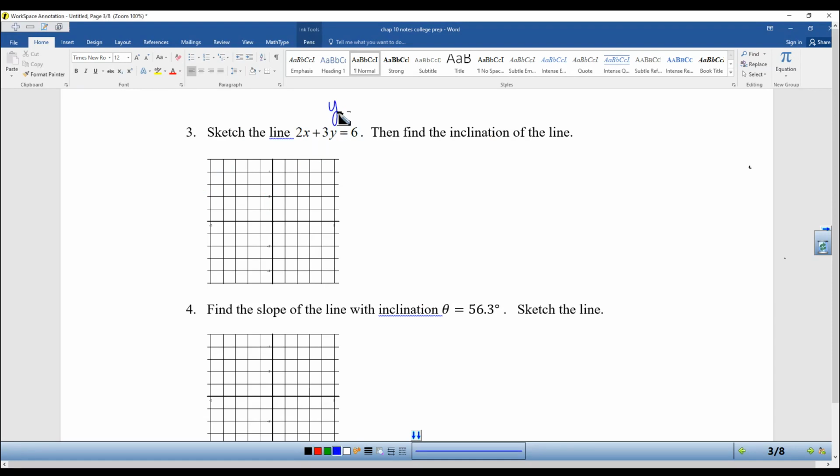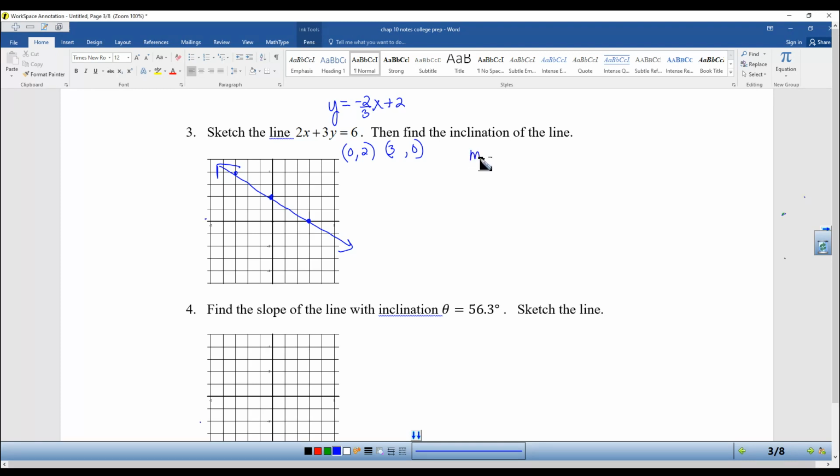You can either solve for y, which is going to give you negative 2/3 x plus 2, or you can use the intercept method. When x is 0, y is 2, and when y is 0, x is 3. So then you don't have to rearrange it at all. You can just plot those 2 points, which allows you to see the slope like that. Does it work even if I did it the other way? Yep. Y-intercept of 2 and a slope of down 2 over 3.